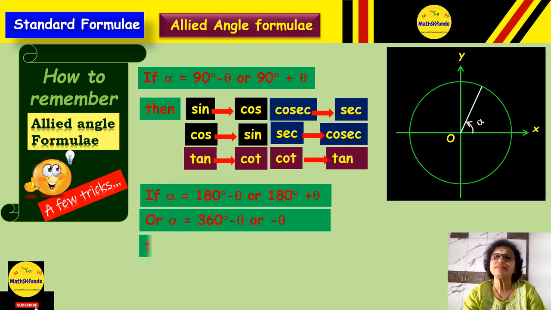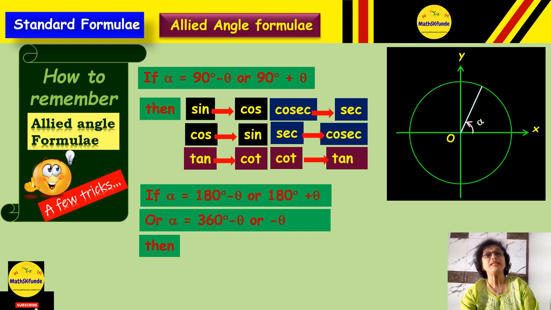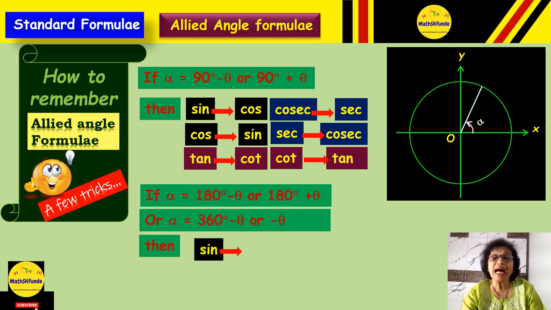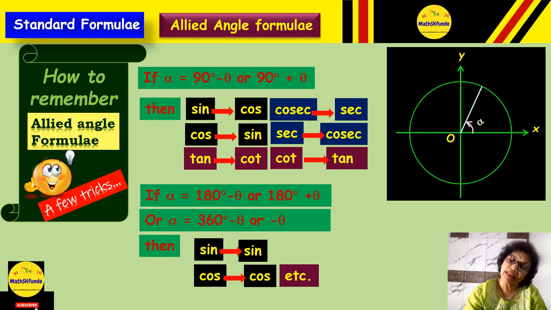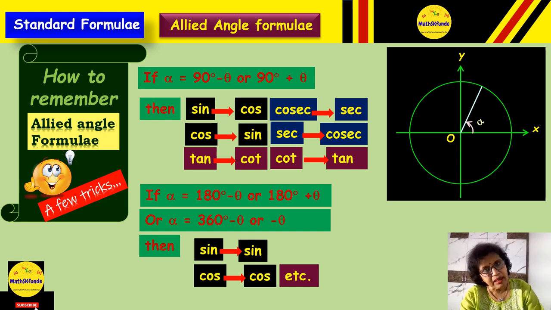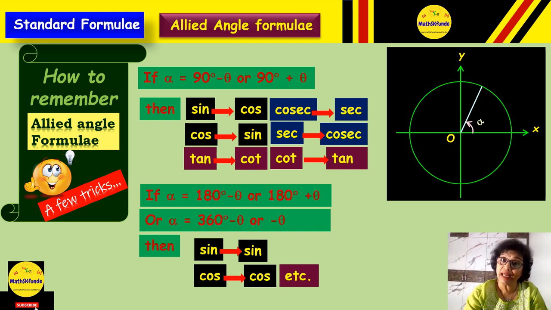Now what happens if your angles are 180 minus theta, 180 plus theta, or 360 minus theta or minus theta? In these cases, answer for sine comes in terms of sine, and answer for cos comes in terms of cos. I have just written here etc., which means answer for tan in terms of tan, cot in terms of cot, etc. Right? Now these are the three things which you have to remember while answering for sine of a particular angle or cos of a particular angle.